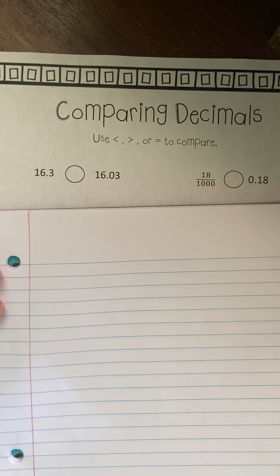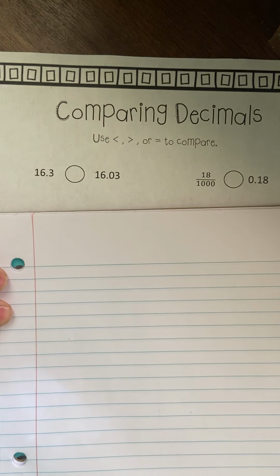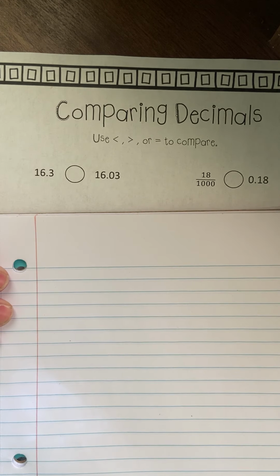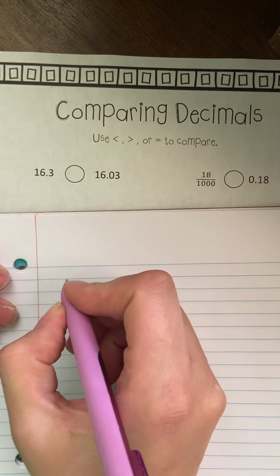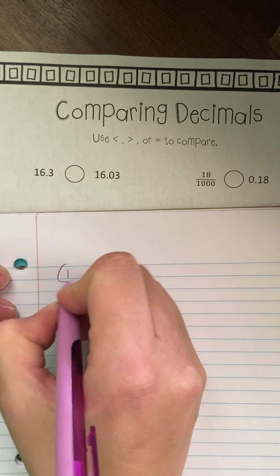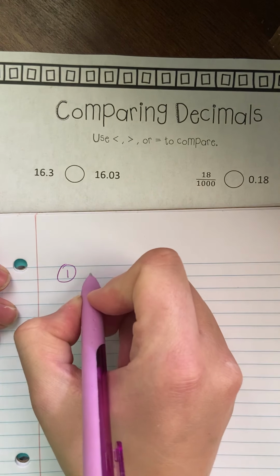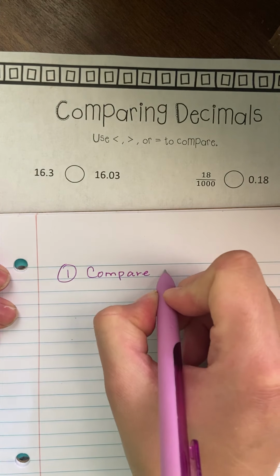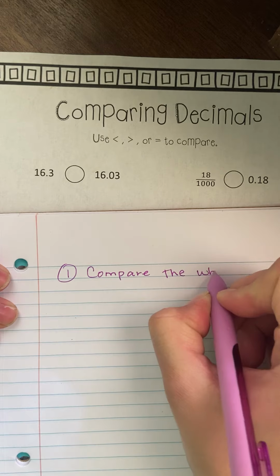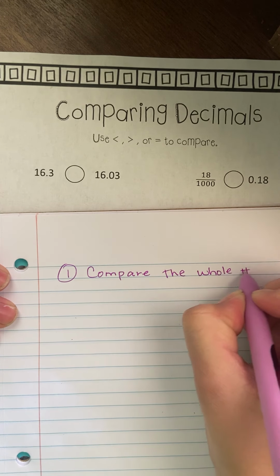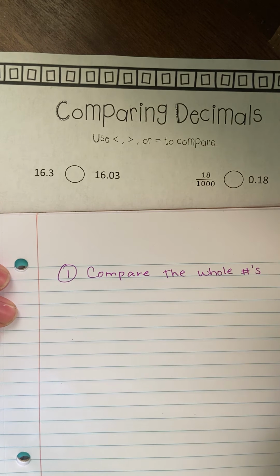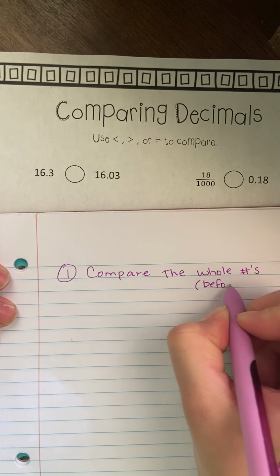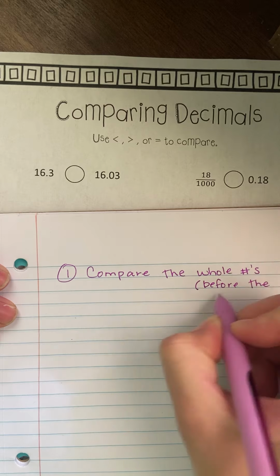giving you some notes that you can write down and use to follow along and complete these kinds of problems, okay? So when comparing decimals, the first thing you're going to do is compare the whole numbers. Okay, so when I say whole numbers, everybody should know that means before the decimal point.